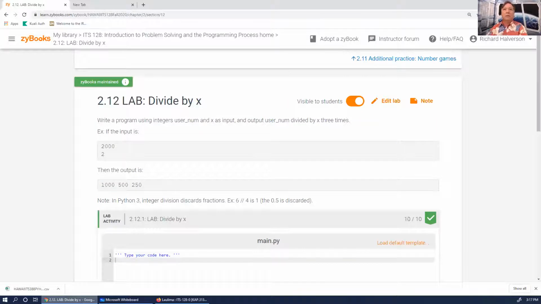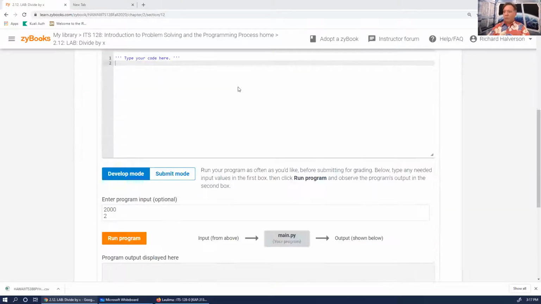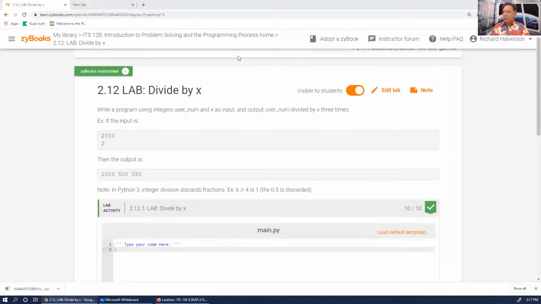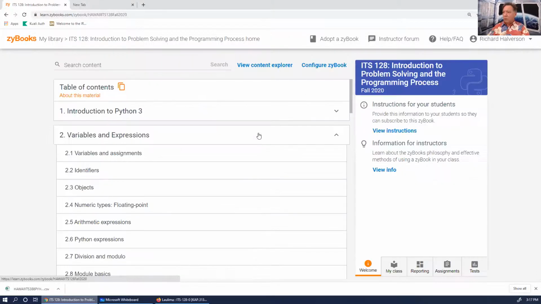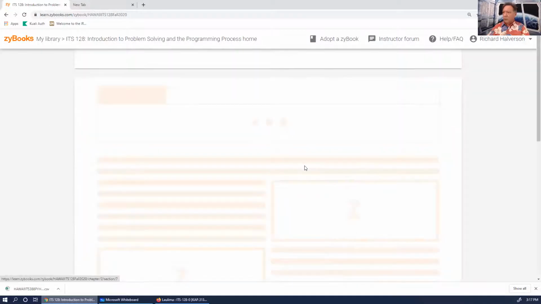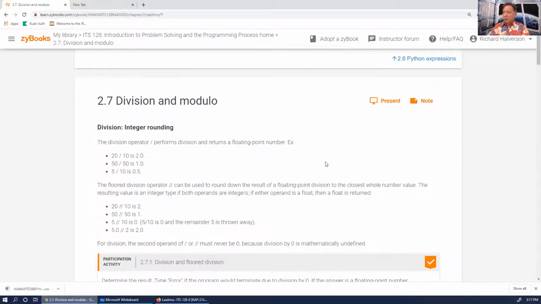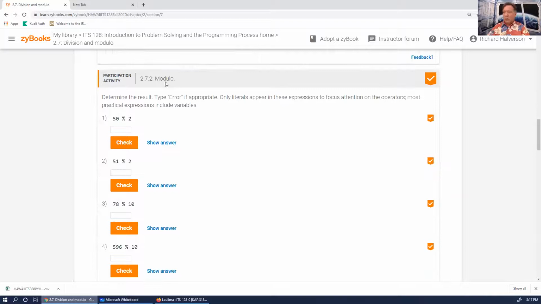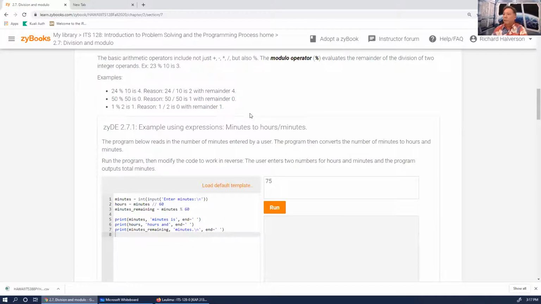Let me open up chat. Somebody just asked if I go over 2.7.2. Let me find 2.7. This is 2 points, modulo. Oh, sure. Why don't I cover modulo?